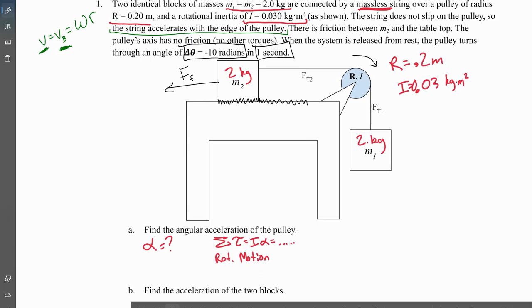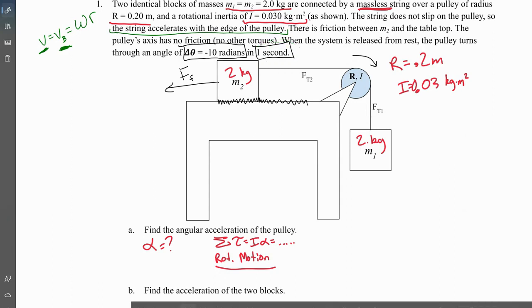Well, I would argue that rotational motion equations are probably a little easier than this line of sum of the torques. So let's try that out first. Remember, for rotational motion, we need three to solve for the fourth. Okay, so for alpha, let's see if we have three.